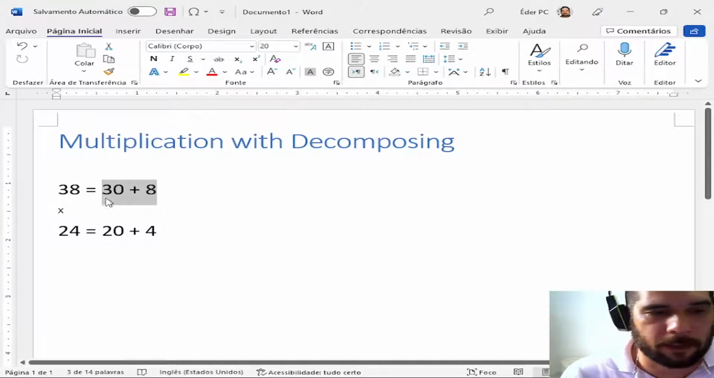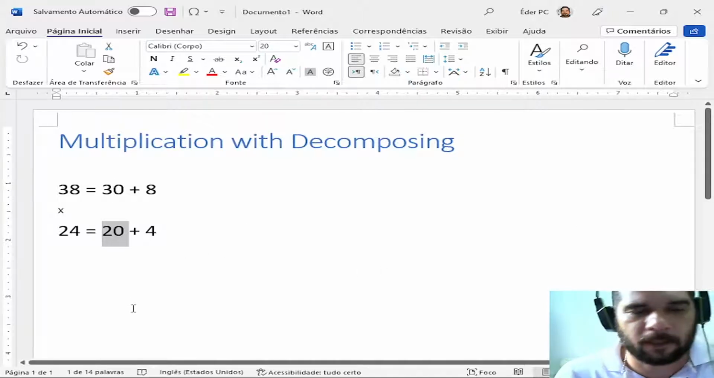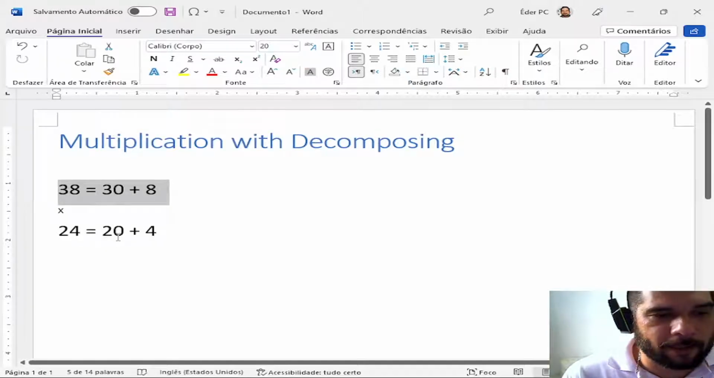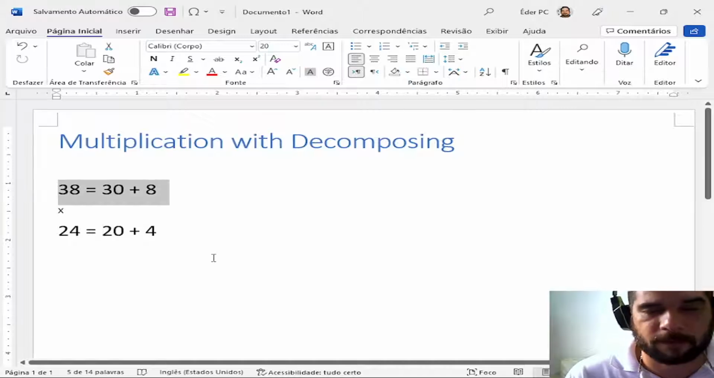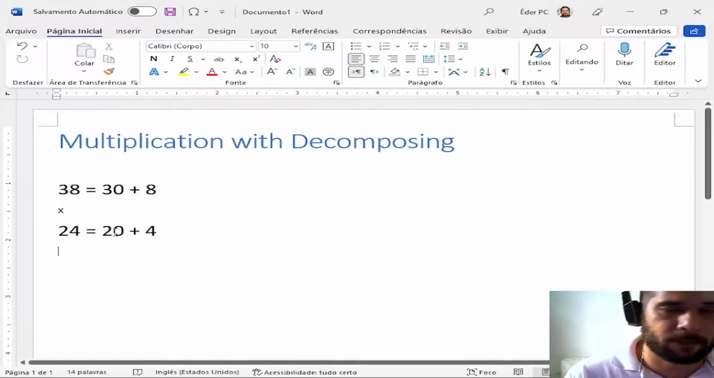It doesn't have to be 2. It can be, for example, 10, 10, 10 plus 8 if you want. And here it can be 3 parts: 10, 10, 4. Or any way you want. But in the end, you're going to have to multiply each one of the parts upstairs by all the parts downstairs. So if you have 5 parts and 2 parts, it's 10 calculations you're going to have to do. Here we have 2 and 2, altogether 4.